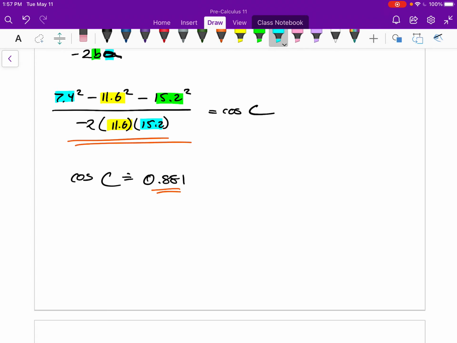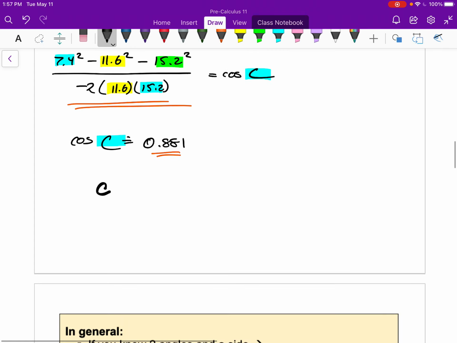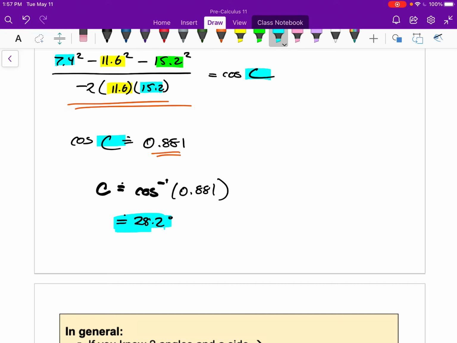So keep in mind, though, again, I don't want the cosine of C, I want C. So as we've seen before, if I want to figure out just side C, or sorry, angle C, I want to use the inverse of cosine at 0.881. And I should get about 28.2 degrees. There's my answer.